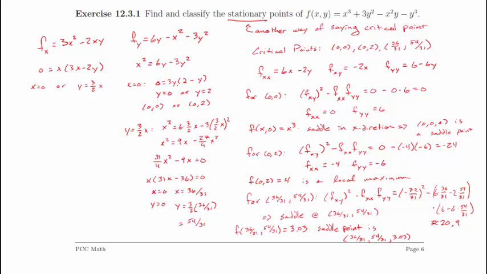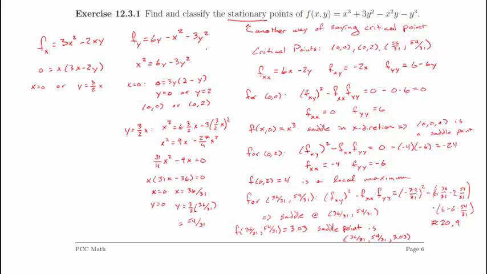So I find the partial derivatives with respect to x and y respectively. f sub x equals 3x² − 2xy. f sub y equals 6y − x² − 3y². I set the partial derivatives equal to 0, so 0 equals x(3x − 2y). This gives me that x equals 0 or y equals 3/2 x.